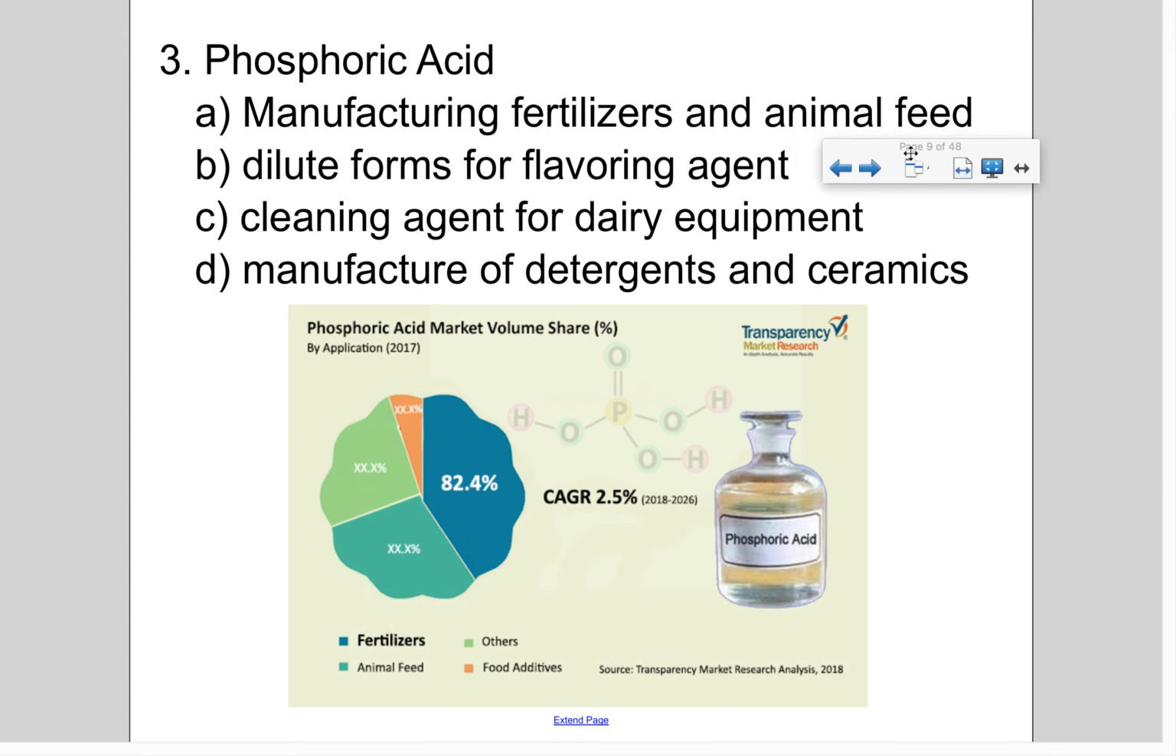Phosphoric acid: fertilizers and animal feed. It's also used as a food additive. In fact, I'm drinking a can of Coke right now, and if I look at the nutrition label with the ingredients, it says phosphoric acid. So, yeah, dilute forms as a flavoring agent, cleaning agent for dairy equipment, detergents, ceramics.